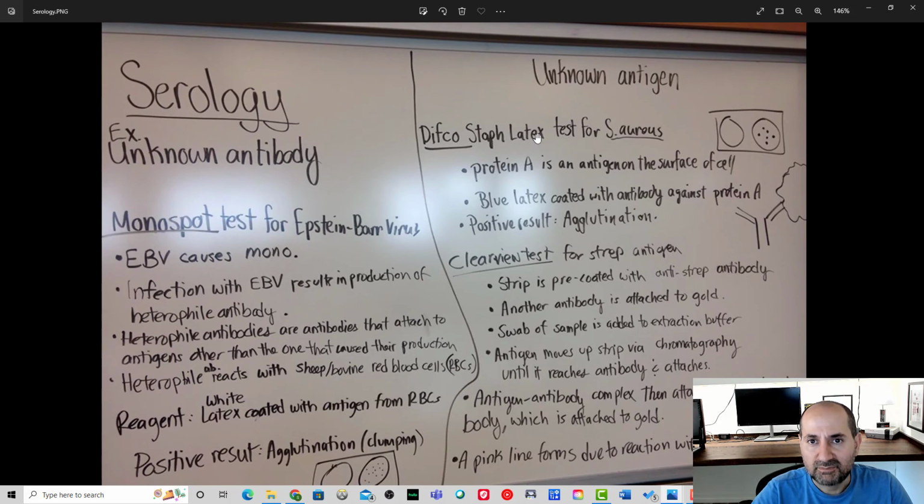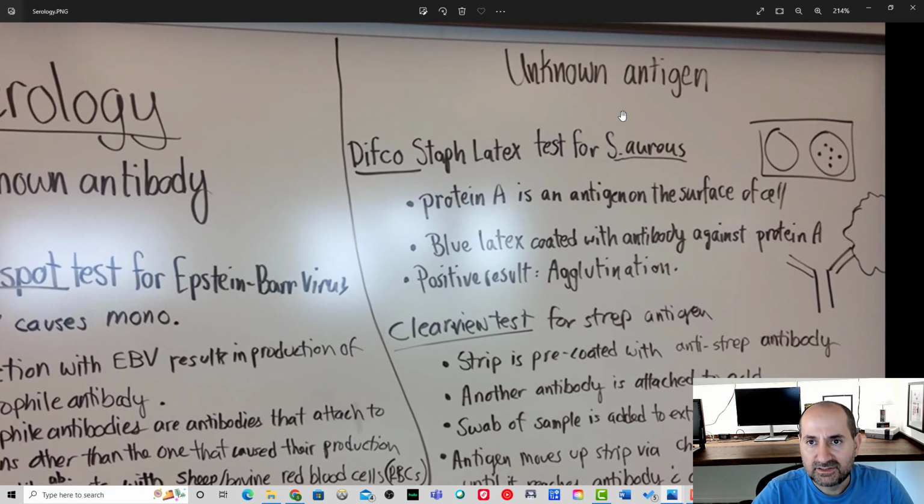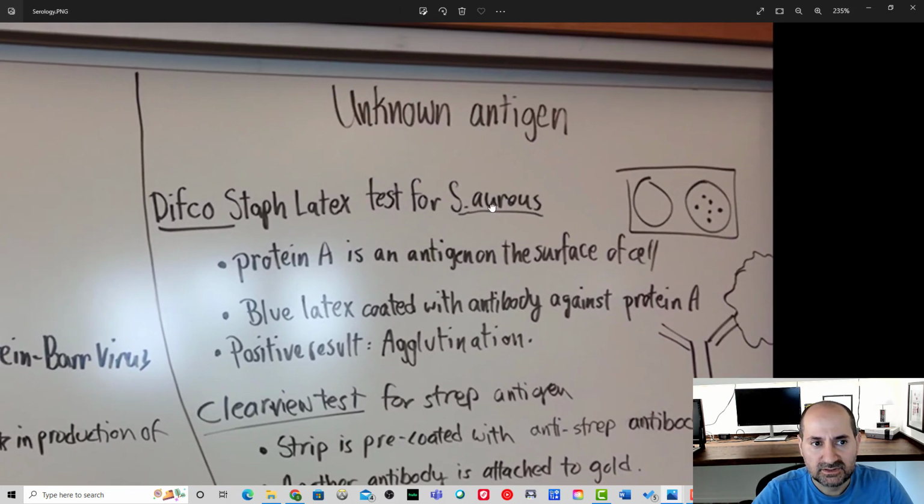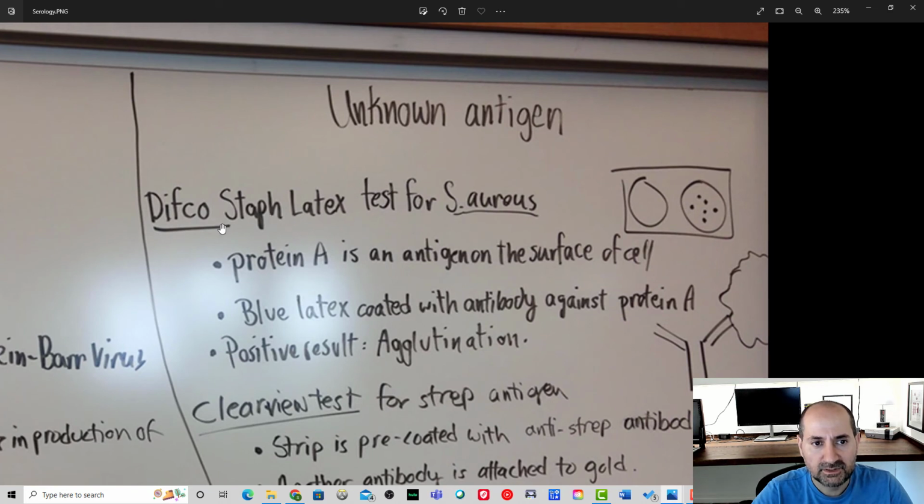Next, remember there are two unknown antigen tests. The DIFCO staph is one of them. Let's go ahead and start with the DIFCO staph latex test. For S. aureus, this is the S. aureus test. What we are looking for here is protein A, which is an antigen on the surface of the staph cell. We want to see if that is present.